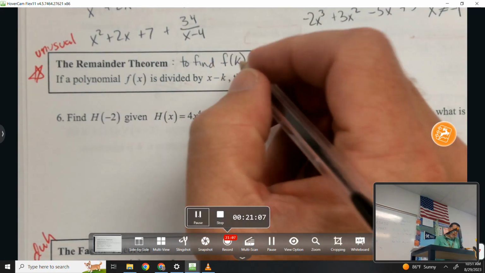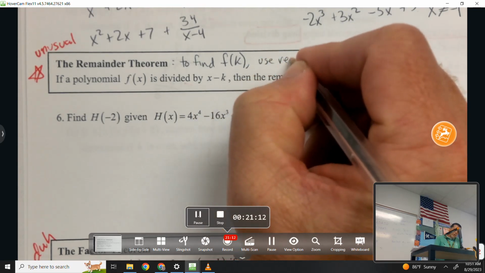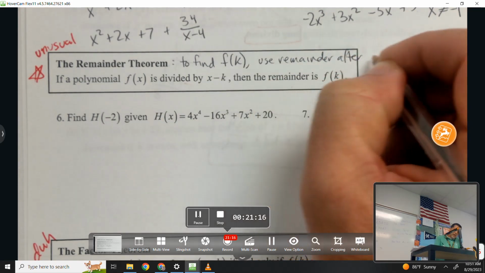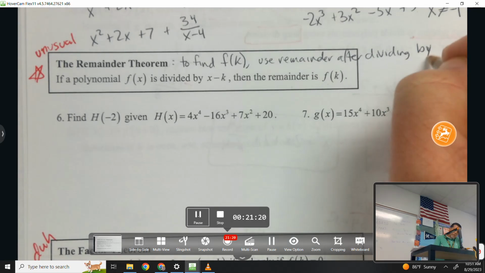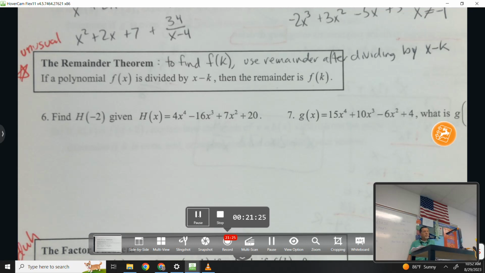To find f of k, use the remainder after dividing by x minus k. So rather than plugging in k or 3 or 2 or whatever, you're going to divide, and then what you get for the remainder is the answer. It's wild that it works. You could sort of prove that it works, but you'll see.